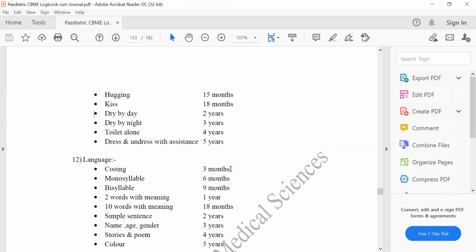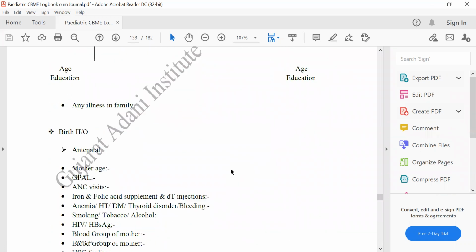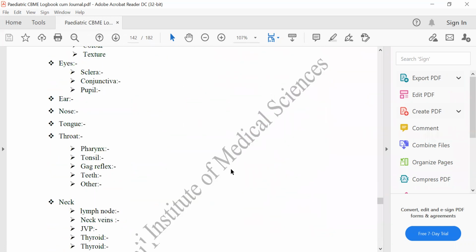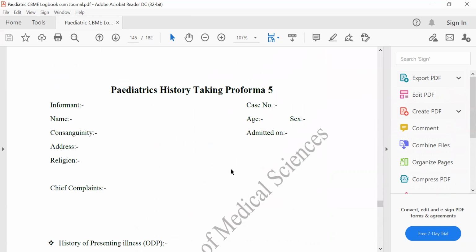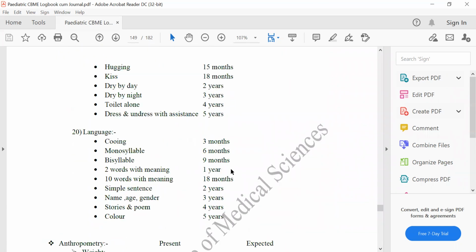I'm scrolling down. So next I will show you. So a few pediatric history proformas I have put here.